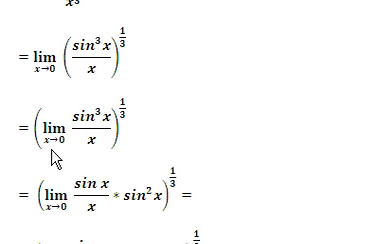So we have put parentheses around the entire limit here, as you can see. And now we're going to break this up. This is sine cubed x over x, and we're going to break this up as sine x over x times sine squared x.